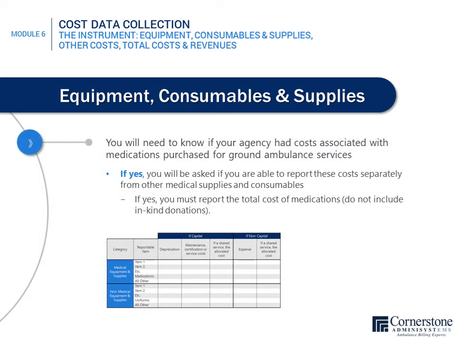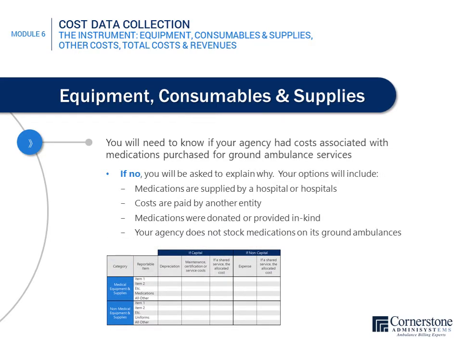So you'll need to know here if your agency had costs associated with medications purchased for ground ambulance services. If yes, you will be asked if you are able to report these costs separately from other medical supplies and consumables. And if the answer to that is yes, you must report the total cost of medications. CMS does not want in-kind donations reported here.